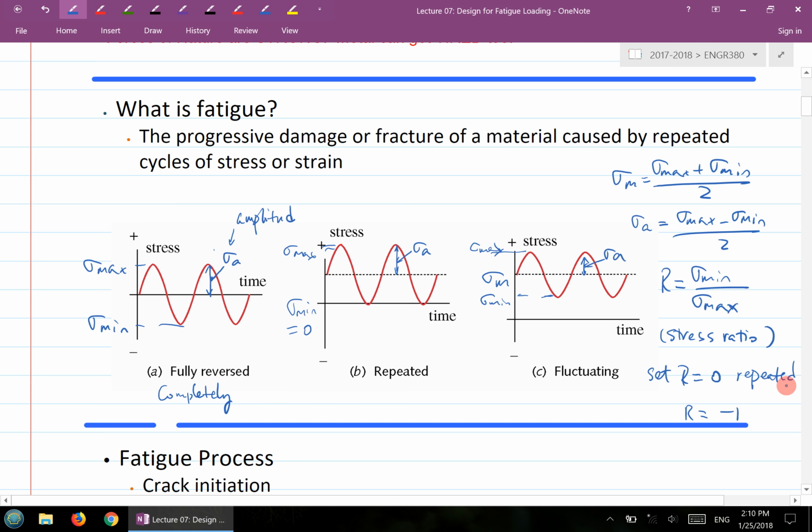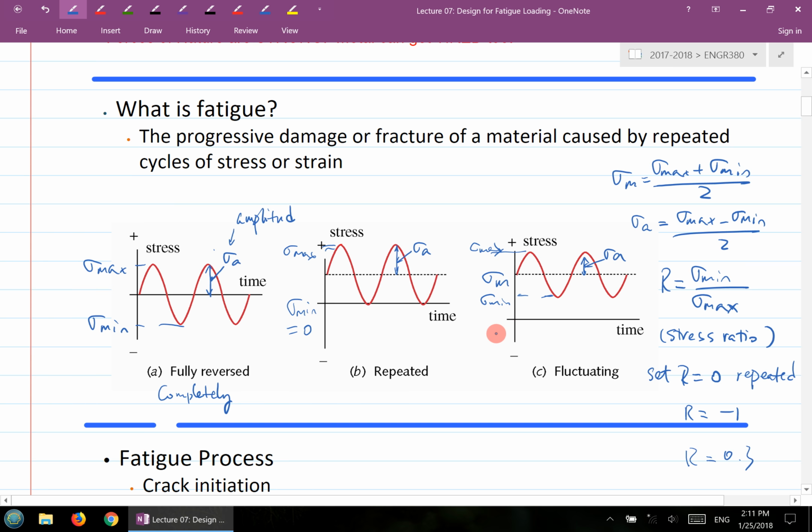If R equal to -1, which case would it correspond to now? Fully reversed. Good. Unfortunately, there's no... if R equal to some other random value, for example 0.3 or something, then that'll be this one here, right?